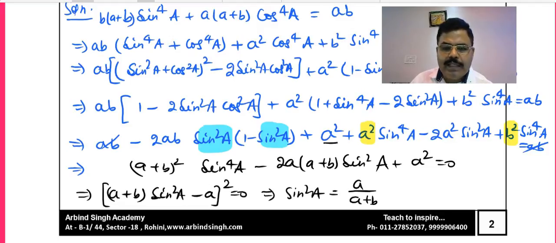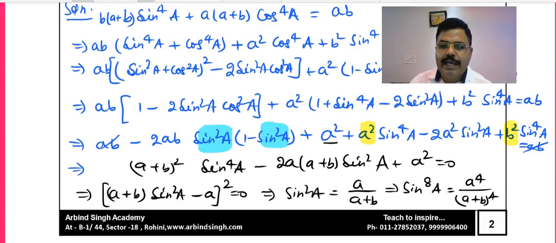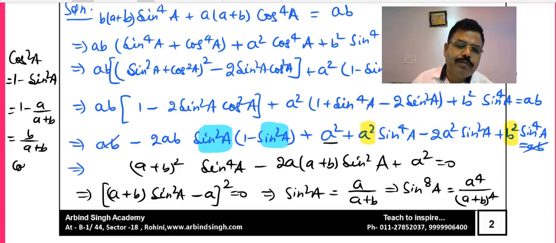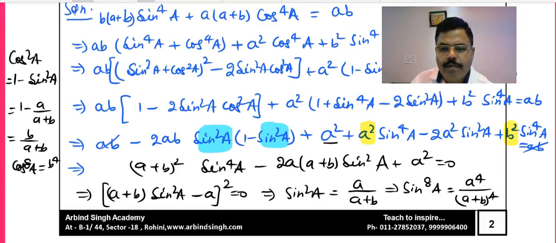(a + b) sin²A is a, and therefore sin^8 A can be written as a⁴ upon (a + b)⁴. And if I put the value of sin²A anywhere, because sin²A is 1 minus cos²A, so correspondingly one can write cos²A is equal to 1 minus sin²A. And that will come 1 minus a upon (a + b), so that will come b upon (a + b). So cos^8 A will also come up here as b⁴ upon (a + b)⁴, because taking power on both the sides.